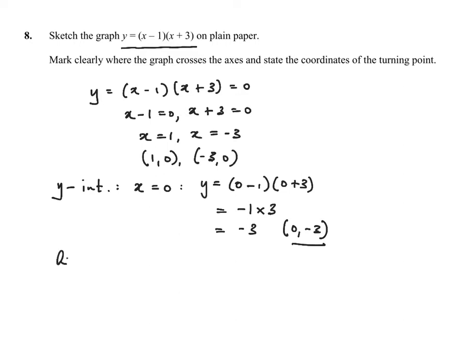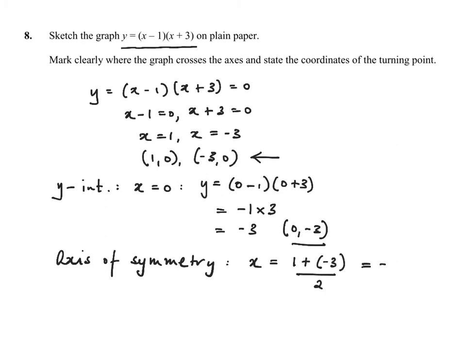The axis of symmetry. The axis of symmetry is found halfway between the two roots, these values here. So what we'll do is add those two values together, 1 plus minus 3, and divide by 2. Minus 2 over 2 is minus 1.